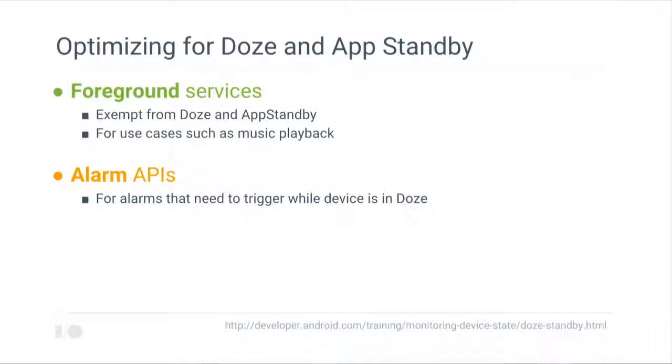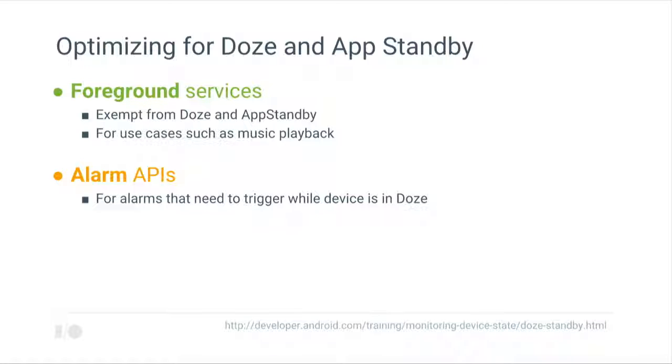For that use case, we actually exempt foreground services from Doze and App Standby. Often when you're playing music, applications rely on what's called a foreground service. This is a service that has to have a persistent notification, and such a service is going to be exempt from Doze and App Standby. So even though your device will enter Doze, this service will retain its network access and wake lock access, so it can still play Ashish's music.